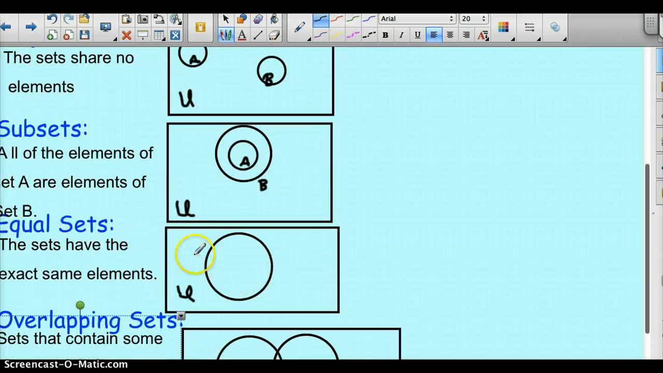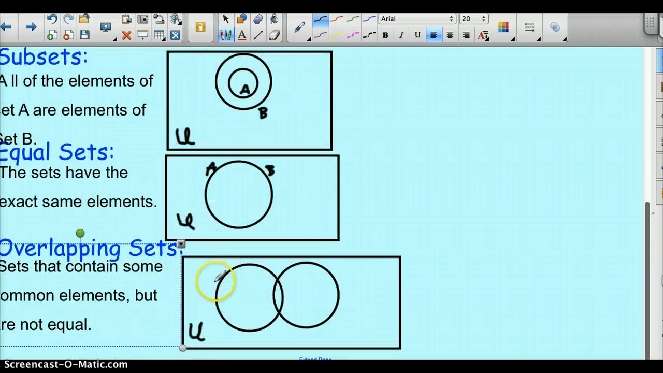Moving on, we have equal sets. This should be obvious. They have the exact same elements. How is that represented on a Venn diagram? It's represented as two circles that are the same exact thing. You'll notice how all the other ones have two different circles. That's because they are different sets, but these two equal sets are the same. That's why there's only one circle. So I will put an A over here and a B over here and tell you that this circle right here is both A and B because they're the same thing.